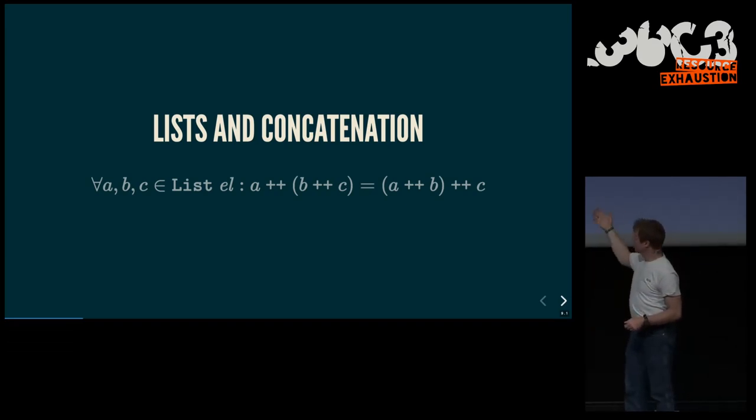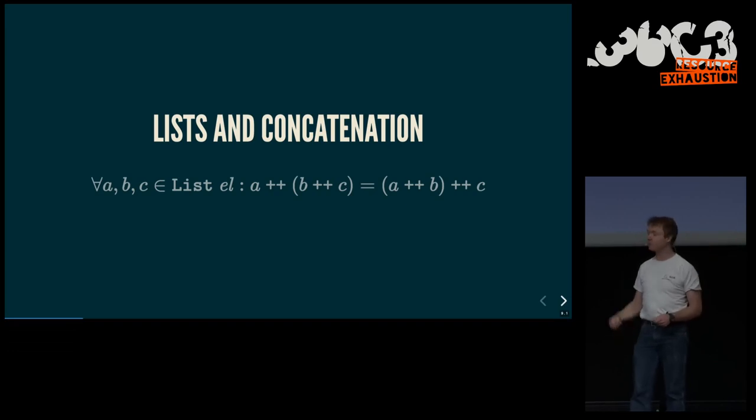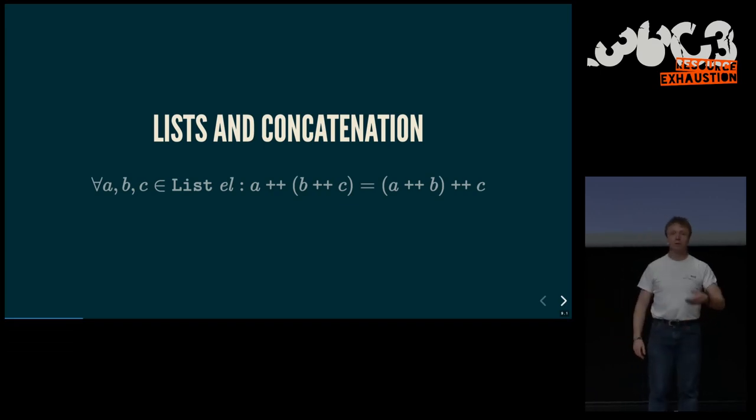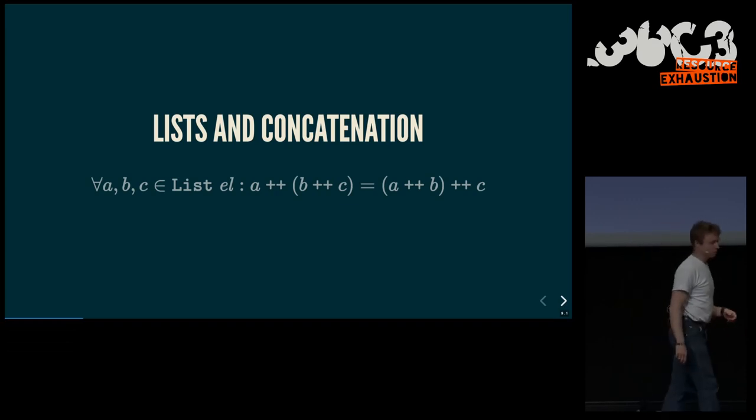And, of course, you can concatenate three lists by just using that double plus in any order. And that's also associative. So it doesn't matter if you first concatenate the B and the C and then tack the A onto the front, or if you concatenate the A and the B and tack the C on at the end. Doesn't matter, you always get the same result. So lists and concatenation also have this associative property.